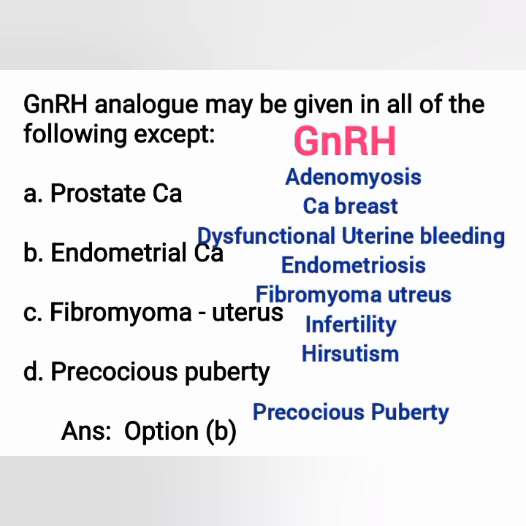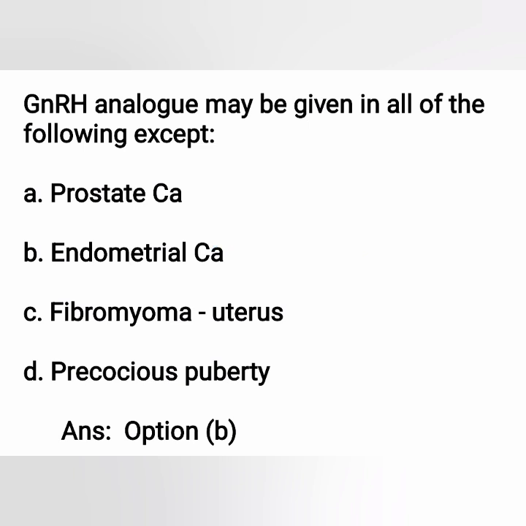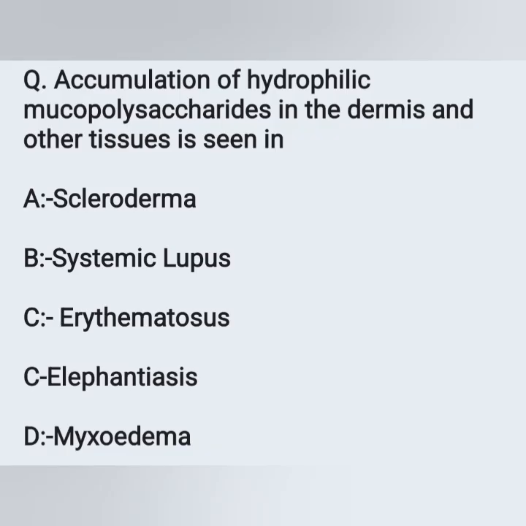Gonadotropin releasing hormone is used for the treatment of adenomyosis, cancer of breast, dysfunctional uterine bleeding, endometriosis, fibromyalgia uterus, infertility, hirsutism and precocious puberty. Here it is used for the treatment of endometriosis, not endometrial cancer. So our correct answer is option B. Move on to the next question.